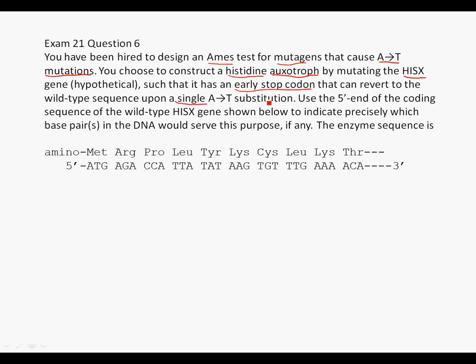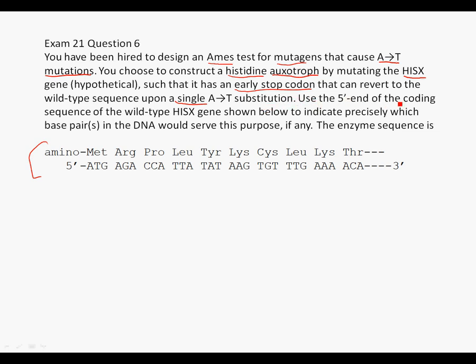A single A to T substitution. So what do we want to do? We want to take the wild type gene shown below, and we want to find where we can cause a single mutation such that an A to T substitution will revert it to wild type sequence. So we have something that will not grow on minimal media, and if even a very small number of bacteria revert because of this mutagen we're going to be testing, or whatever mutagen we're testing, we can see that very rare event by growth on minimal media, by counting revertants.